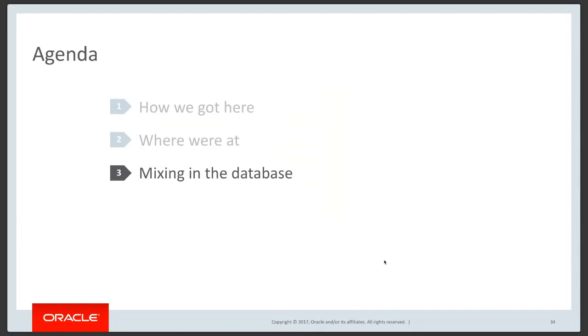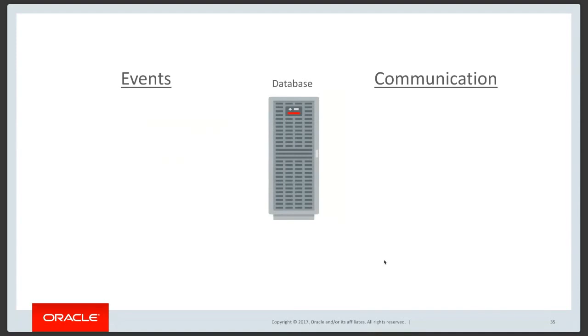So let's go to the next step now and talk about how we can get the database involved in this interaction. There are two parts that you're going to need when involving the database. First, you're going to need some kind of events mechanism to detect when a change to data has occurred. And then you're going to need the ability to communicate out to the web server when that event occurs. So what do we have available?